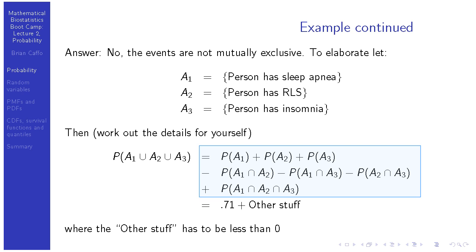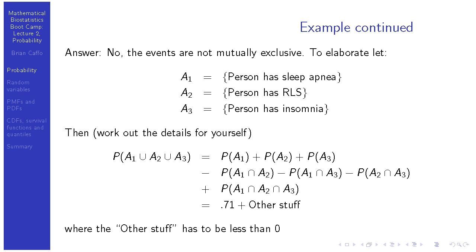So it works out to be 0.71, but then there's all this other stuff: A1 intersect A2, A1 intersect A3, A2 intersect A3, and then you have to add in the triple intersection, A1 intersect A2 intersect A3. And I would suggest you go through and figure out exactly why this formula works out. But the point is that the other stuff is non-trivial, and it's always there unless A1, A2, and A3 are mutually exclusive. And so you can't simply add these other things.